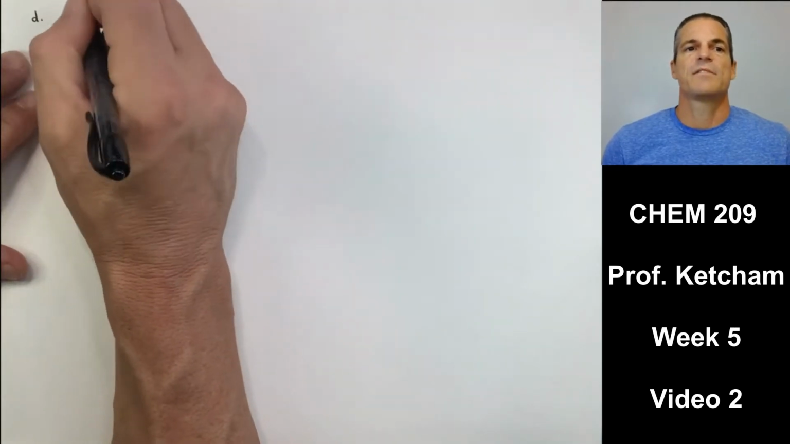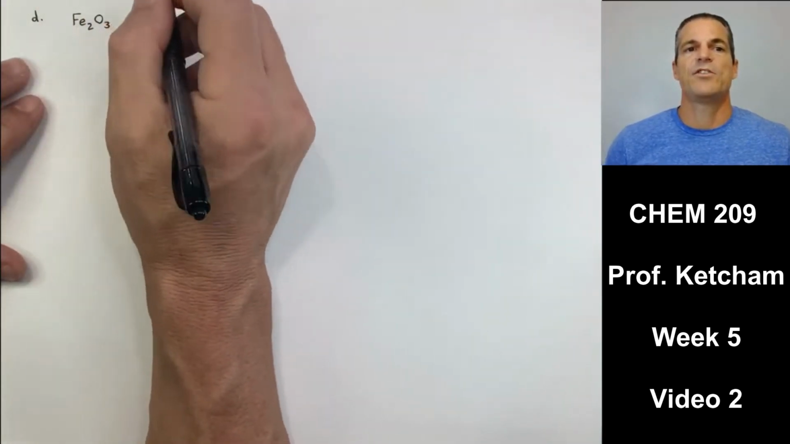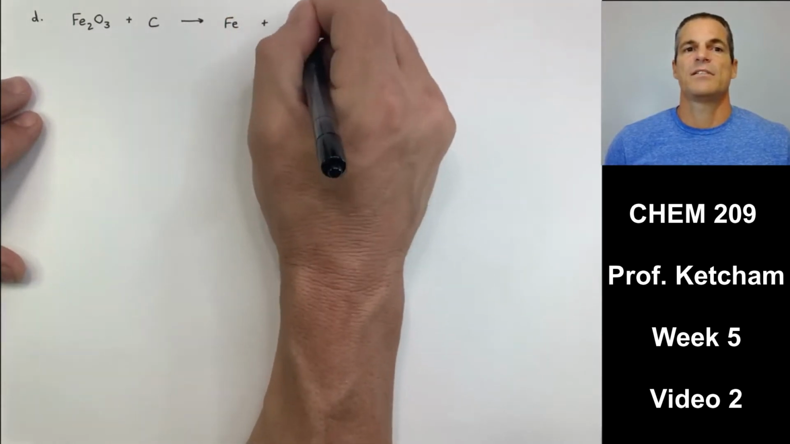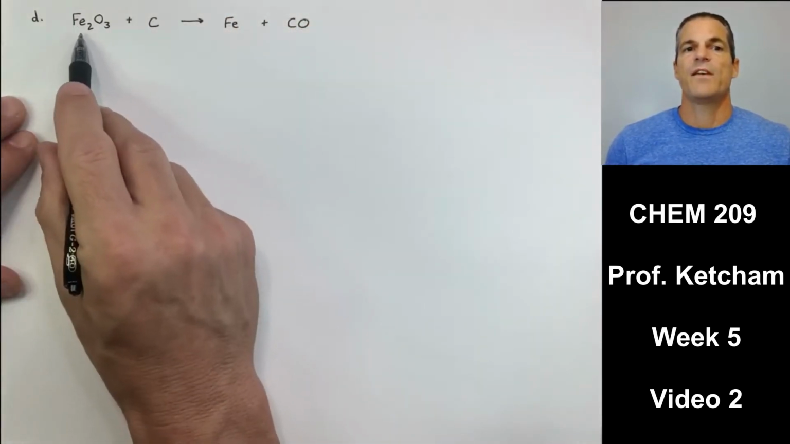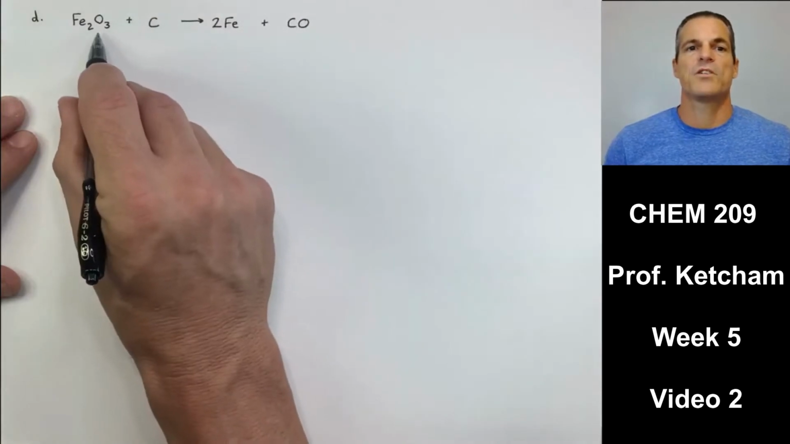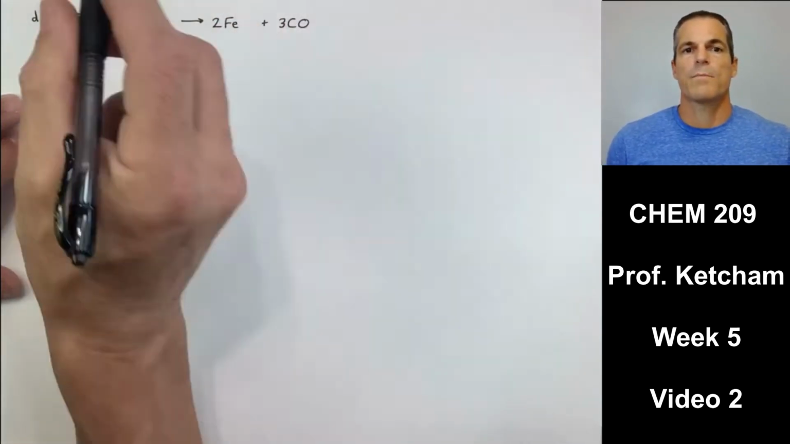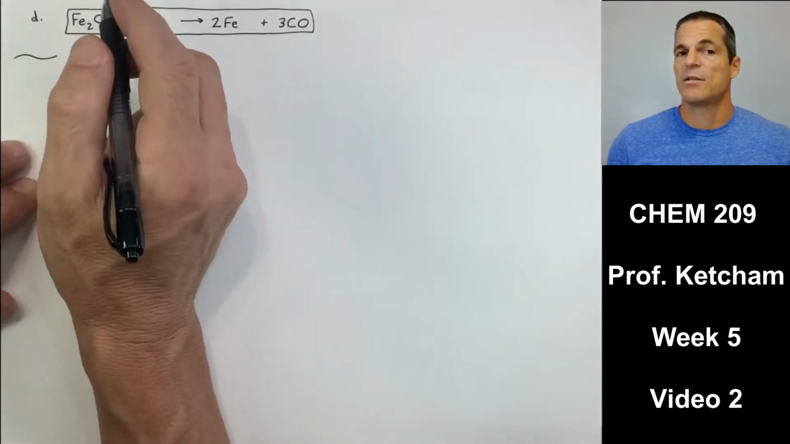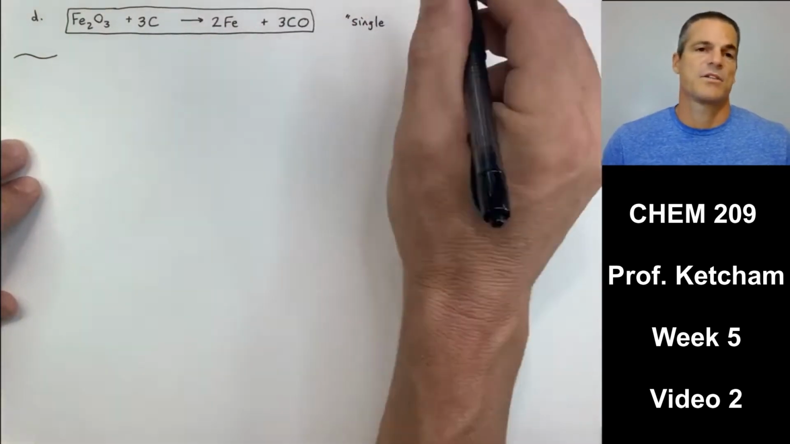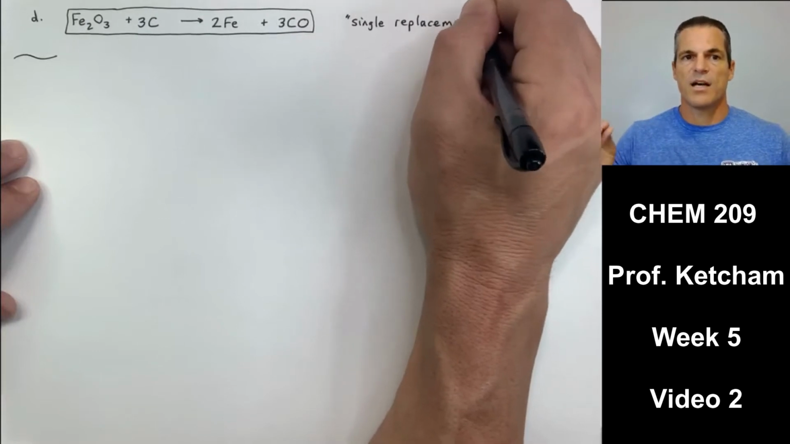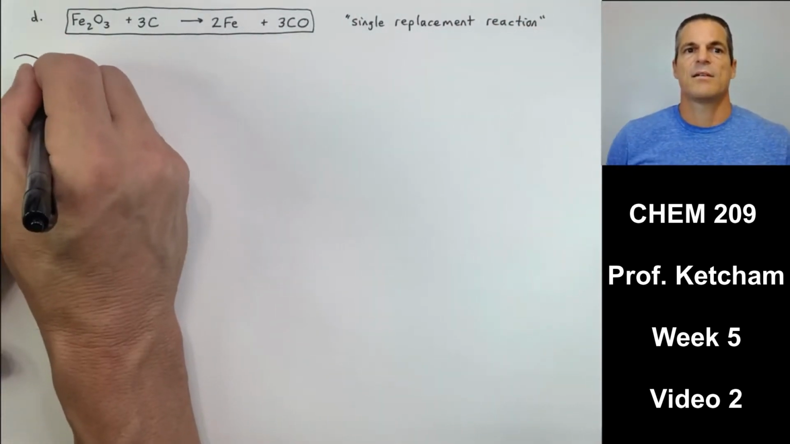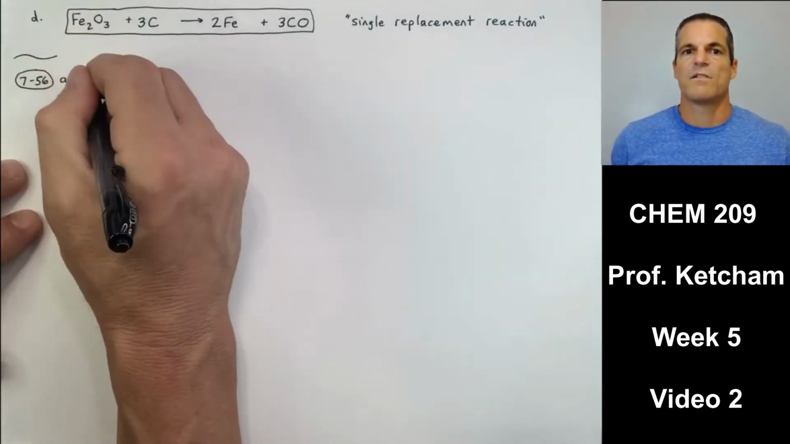So D from the same problem says Fe2O3 plus C yields Fe plus CO. So I see two Fe's, I put the 2 coefficient on the right, and then I just kind of work my way through on this one. This is a what type of reaction? This is a single replacement reaction. Okay, the carbon comes in, kicks out the iron, and singly replaces the Fe to take oxygen for itself.